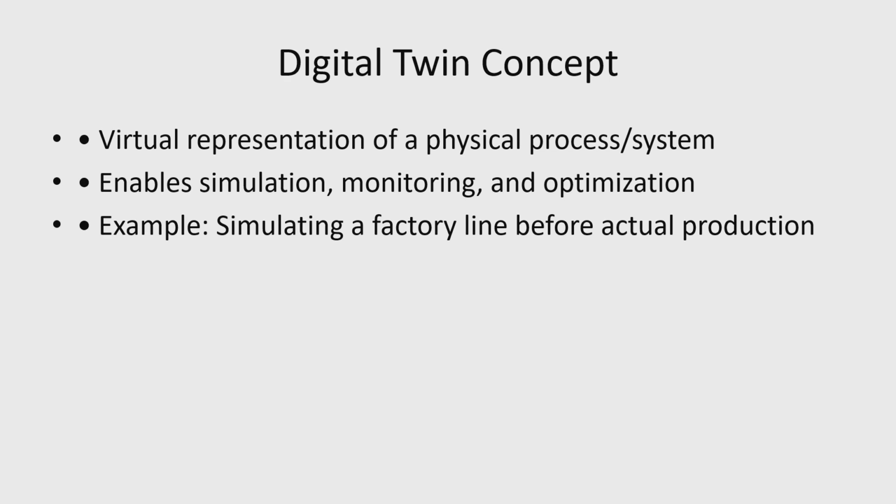Digital twin concept is basically a virtual representation of a physical process or system. It enables simulation, monitoring and optimization. Example: simulating a factory line before actual production. Suppose this is the digital twin, DT, and this is the physical system, PS. So the digital twin is just like the physical system, and there is two-way communication here. That means data can be transmitted from the physical system to the digital twin, and the digital twin can take corrective action.